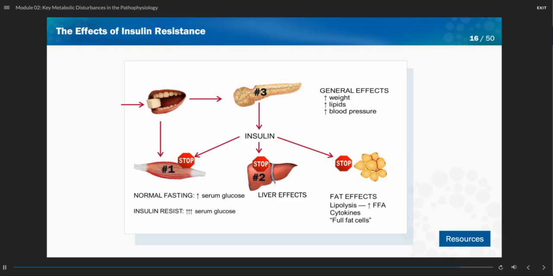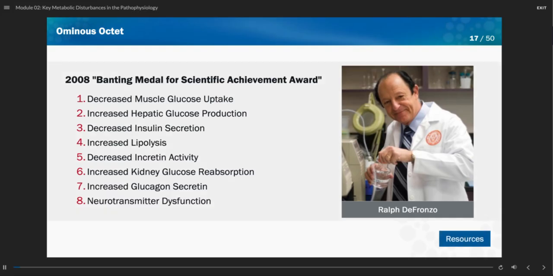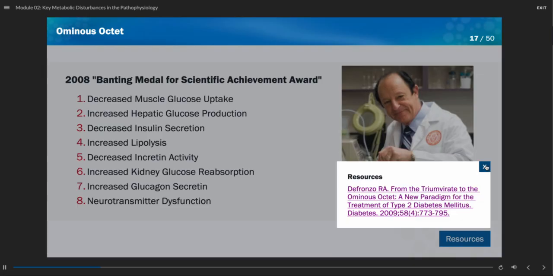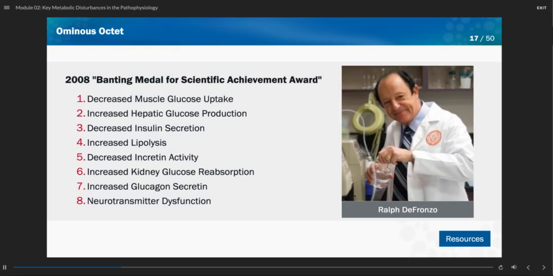Also, the cytokines from the fat cells may be inhibiting this. The amount of glucose in the blood, the glucose toxicity, may also be inhibiting that process. But pancreatic ability to release insulin decreases significantly. And so, this whole picture has grown over time. First, metabolic syndrome, and then the quartet, and finally, we have Ralph DeFronzo, who's done so much work in the area of metabolic syndrome, and received the Banting Award from the American Diabetes Association in 2008. He added some others.